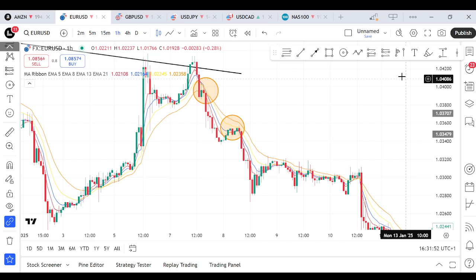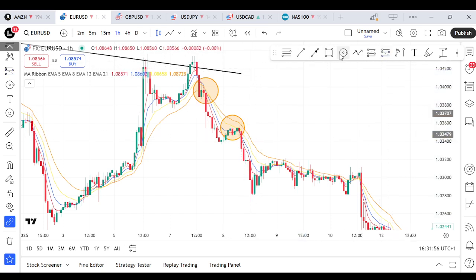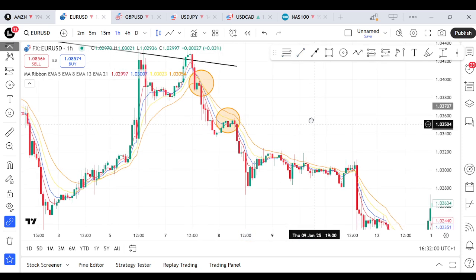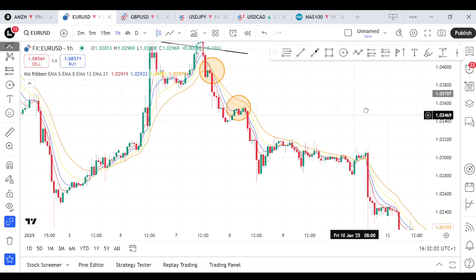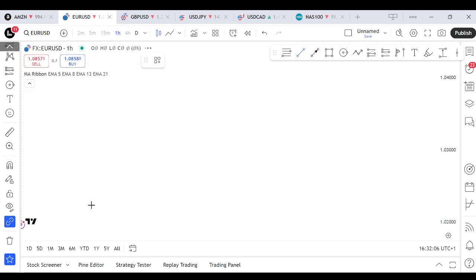For our sell trades here, we could set our stop losses above this high, and our take profit could be at levels like this one here. Remember, we are in a downtrend.